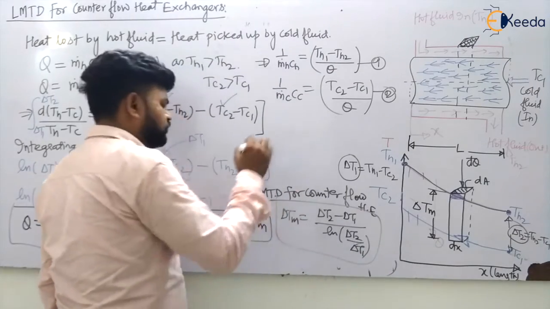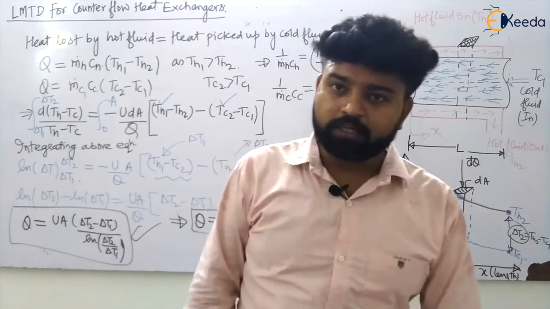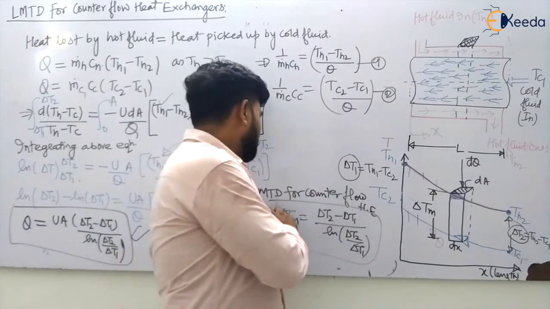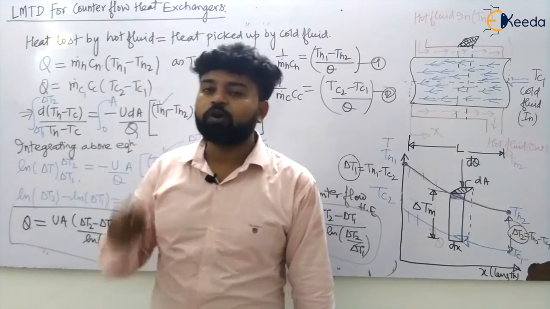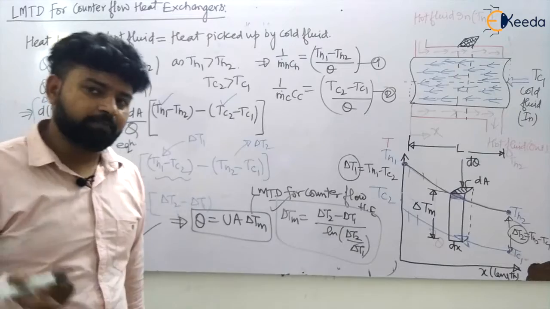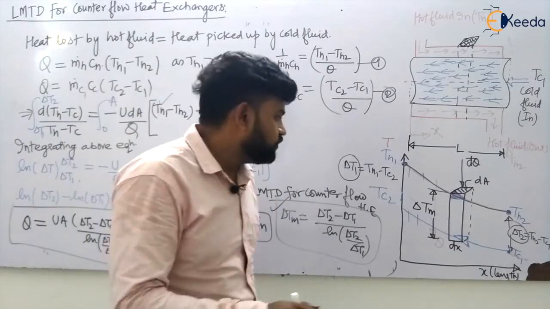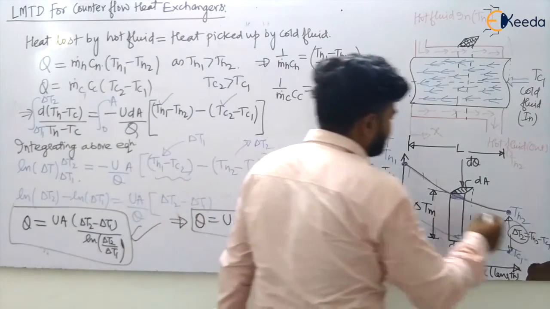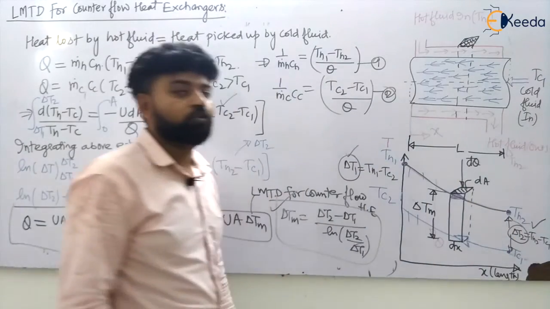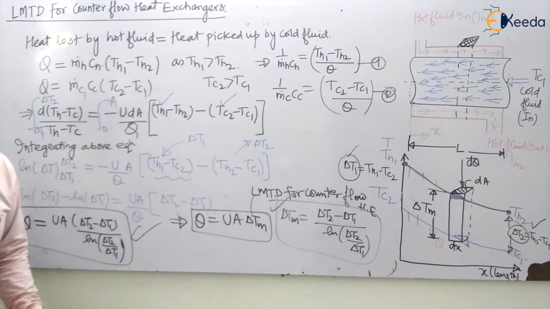So you can see the log mean temperature difference formula is almost similar in both cases, parallel flow and counter flow, but the values of delta T1 and delta T2 are different.